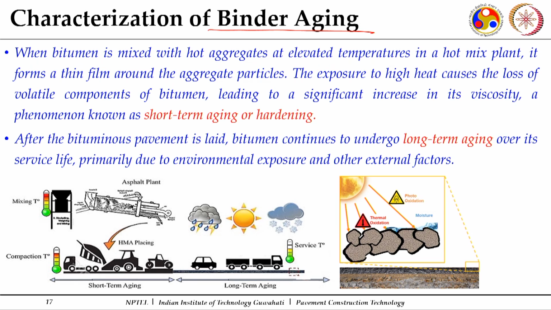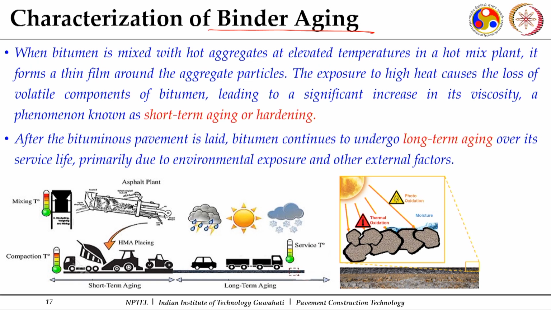So, a very thin film is formed over the aggregates, and this thin film, when exposed to those high temperatures, undergoes loss of volatiles in the bitumen. When this loss of volatiles happens, the viscosity of the bitumen increases, or we can say the bitumen is getting oxidized, and we call it aging of the binder. Now, if this aging is very high, it makes the binder unsuitable at a later stage of service life. So, some good characteristics of the binder are lost. That is why we want to ensure how much aging takes place, how susceptible a binder is towards aging.